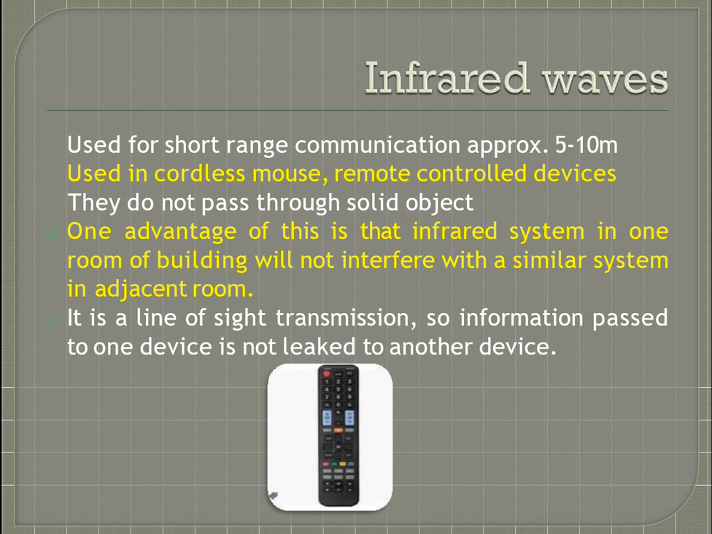It is also a line of sight transmission, so information passed to one device is not leaked to another device. Since it is a line of sight transmission, that can be considered an advantage, and also a disadvantage sometimes. So infrared transmission uses infrared light to send and receive data.